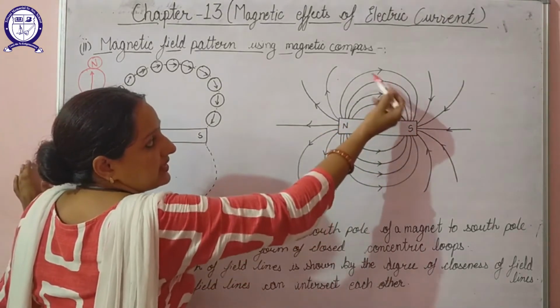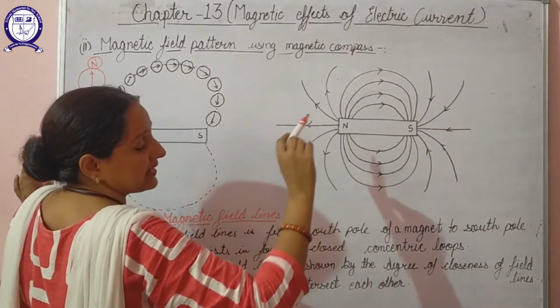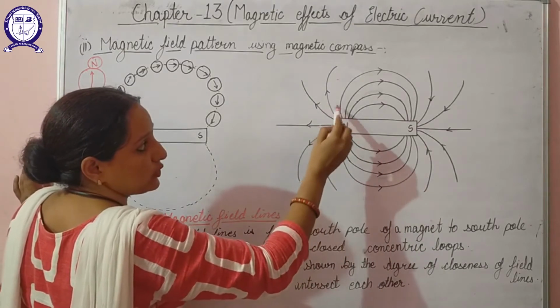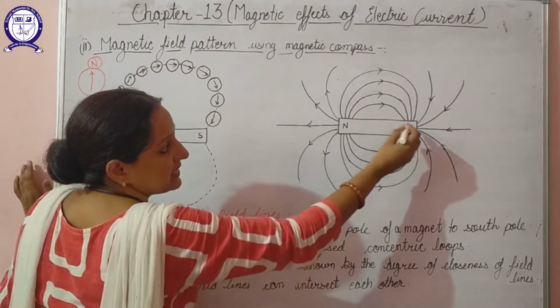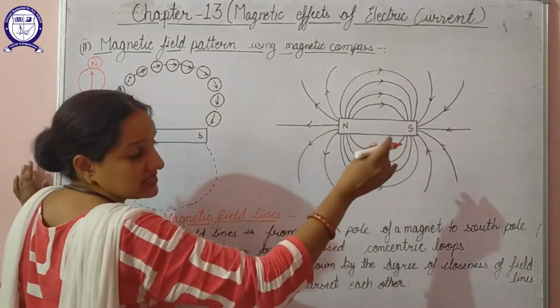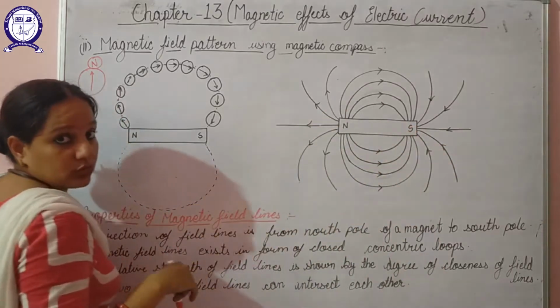They are like this. The maximum strength is near the poles of a magnet and the direction is always from north pole to the south pole outside the magnet, and inside it will be shown with the parallel lines which are directed from south pole to the north pole.